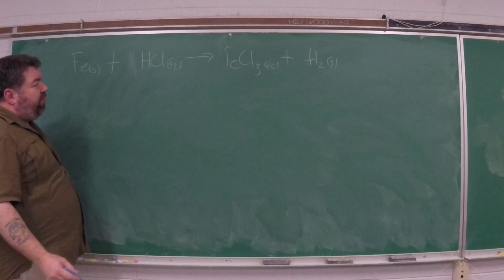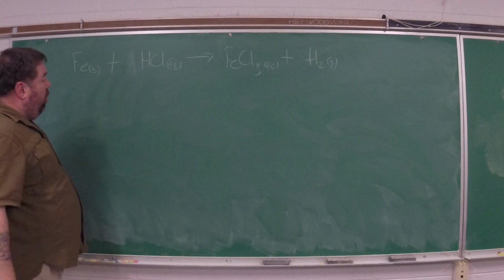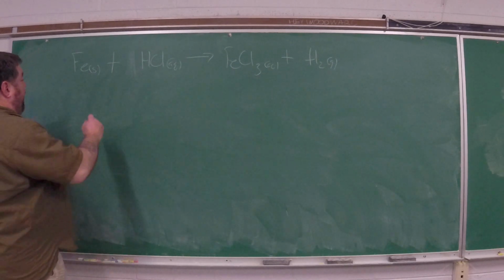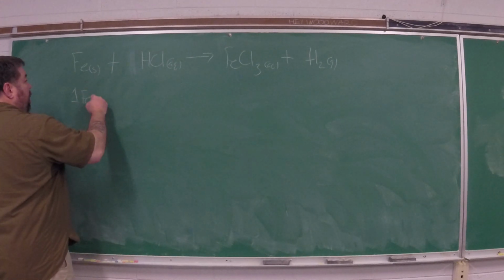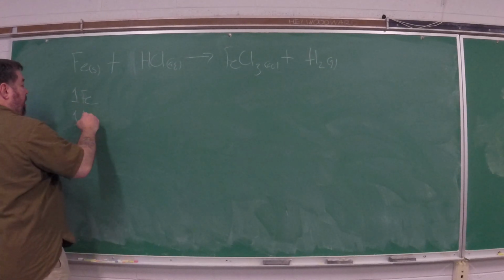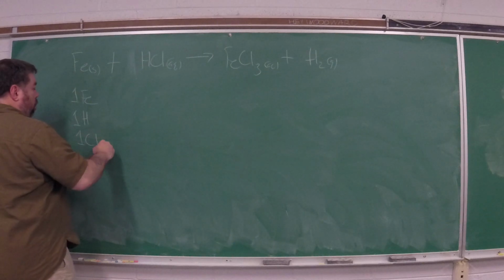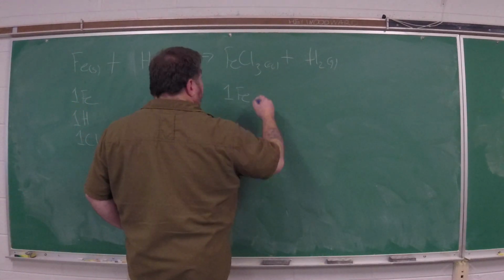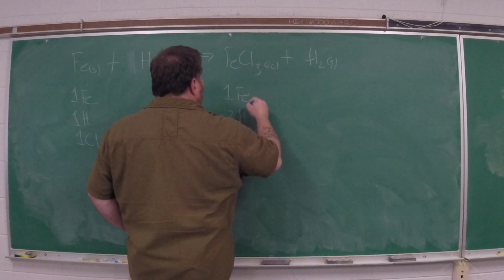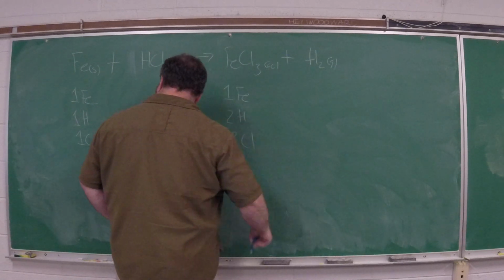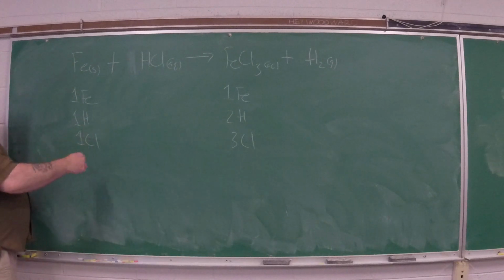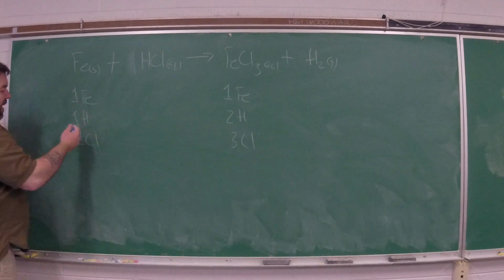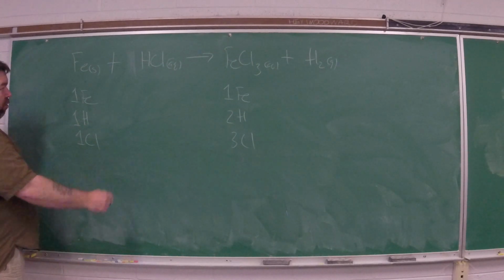Again, we're going to balance free elements last, okay? Let's count up what we have here. We have one Fe, one H, and one chlorine. What do we have on this side? One Fe, two H's, and three chlorines. Okay, now this one's actually relatively straightforward. Both Fe and H are free. So we're going to balance the number of chlorines first.